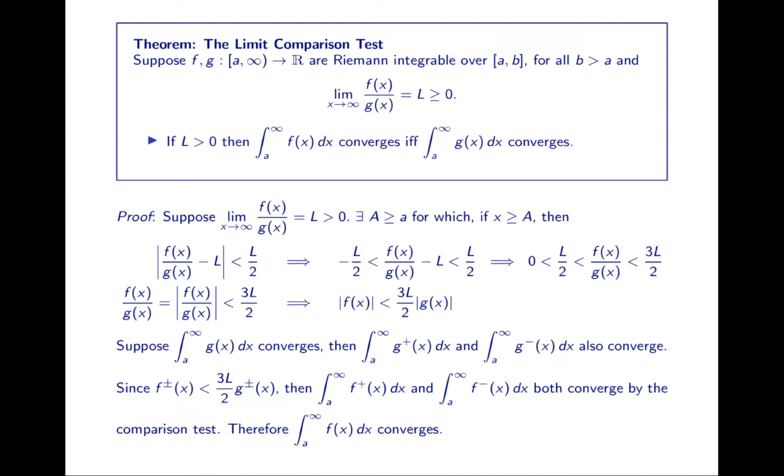In fact, the forward direction is similar. So we have it there. It's the exact same idea. If I suppose f converges, f plus and f minus converge, g is bounded above by 1L over 2 times f, both g plus and g minus and f minus. So I can apply the comparison tests to get that g converges. So it's the exact same idea.